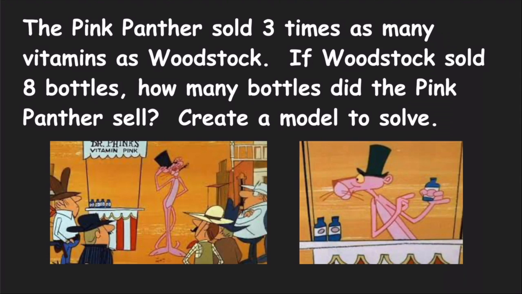Welcome back, guys. Let's go ahead and go over the answer to this bad boy. So, guys, we have a multiplication problem. It's like what we just did in the Go Math books, Chapter 2. We're doing a multiplication comparison problem where the Pink Panther sold 3 times as many as Woodstock. We don't know how many the Pink Panther sold, but we do know how many Woodstock sold. So based on what we know, let's go ahead and solve.